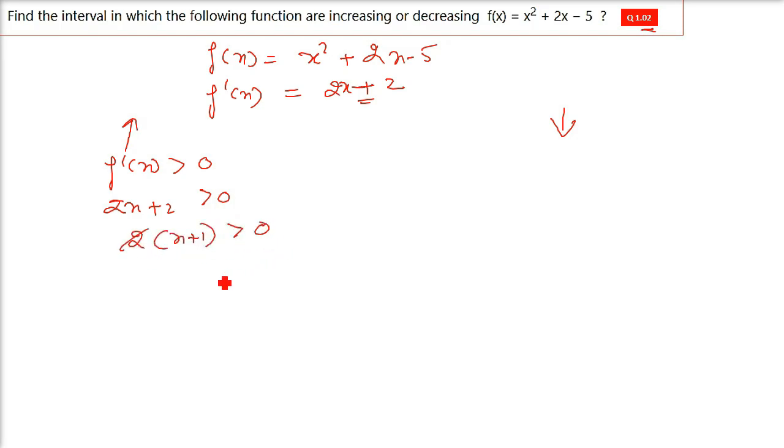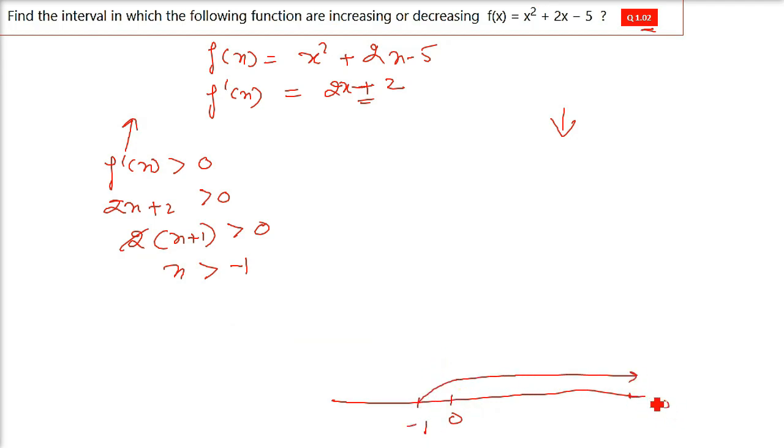When you divide by 2, it will be x plus 1 is greater than 0, that is x is greater than negative 1. Again, let me tell you, the number line is very important. Anything which is higher than negative 1 will give you the function which is increasing. At all those points, the function will be increasing. So x should belong to negative 1 to positive infinity. Here it is increasing.